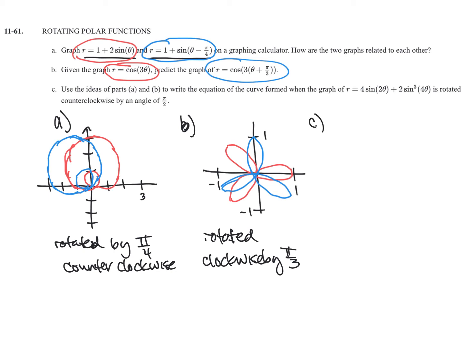All right, letter C, take a look at that one. If we have the original and it wants to rotate it counterclockwise by pi over 2, what would you write? So r equals 4 sine, and then it's 2 now. The 2 you can factor out, and then it would be theta, and if it's counterclockwise, it would be minus pi over 2, and then plus, and I'll have to bring this down here because I don't have enough room, 2 sine cubed, and then the 4 factored out is theta minus pi over 2. That would be the equation for C.